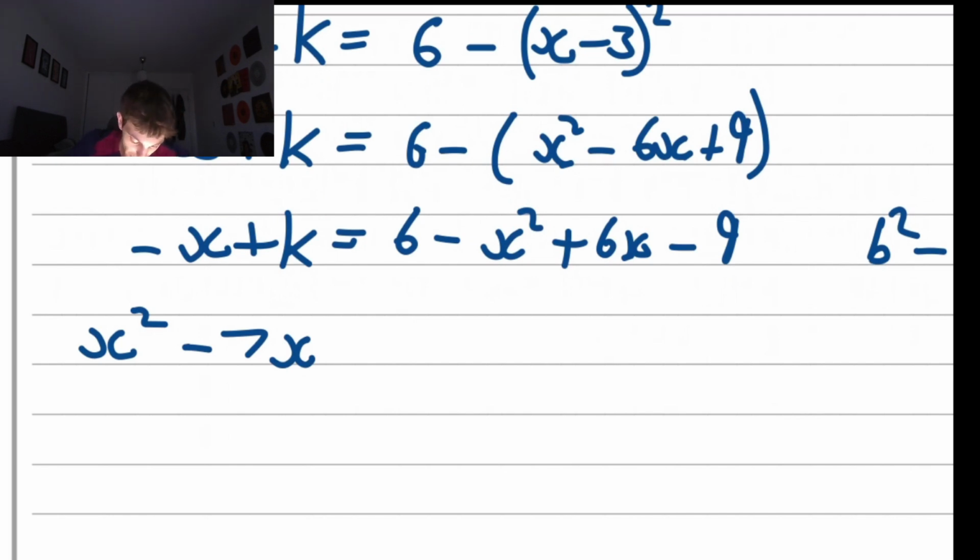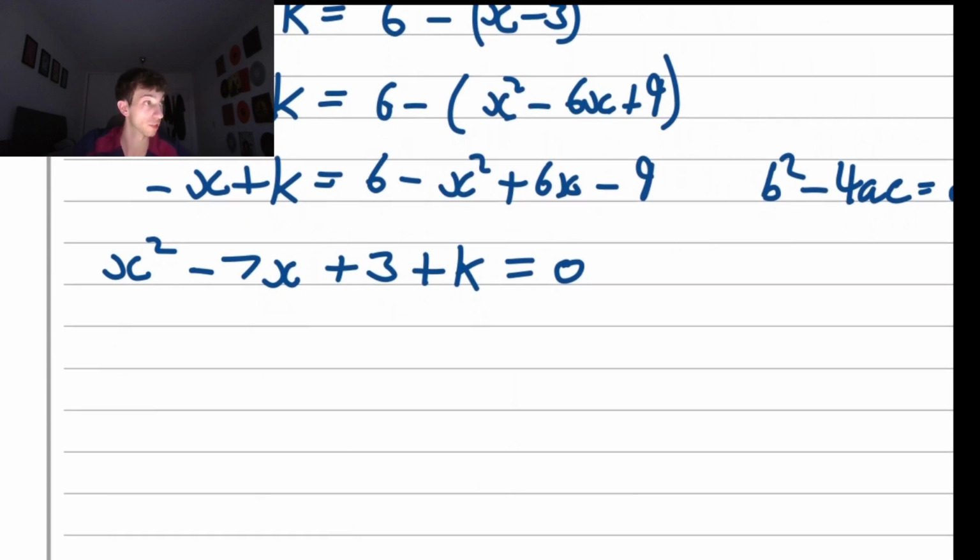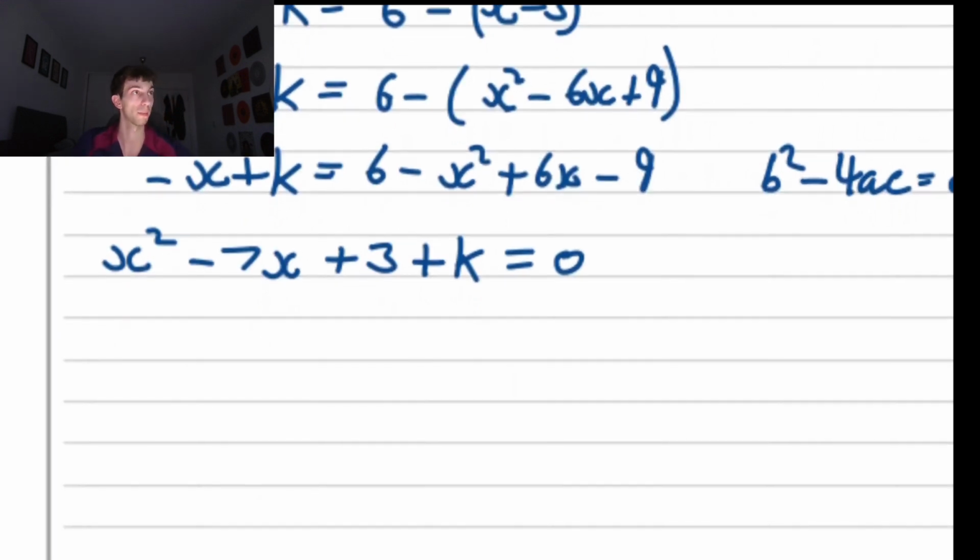Then we're going to have 6. So we're going to take away 6. Then we're going to add 9. So that's going to be plus 3. So we're taking away 6 and adding 9. That's plus 3 plus k. Okay? And this is going to be equal to 0. Perfect. Now we can use the discriminant b squared minus 4ac.